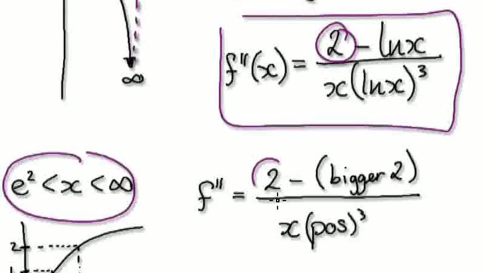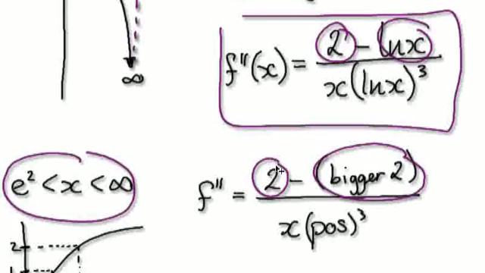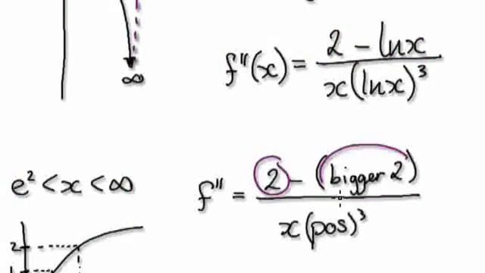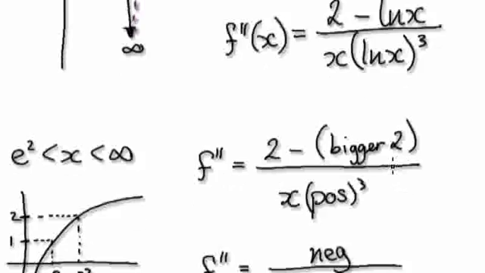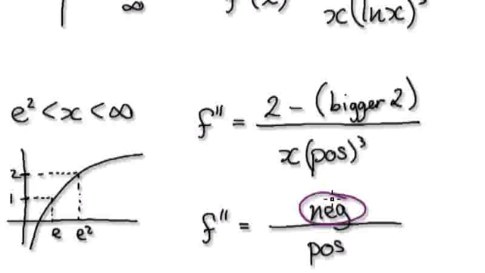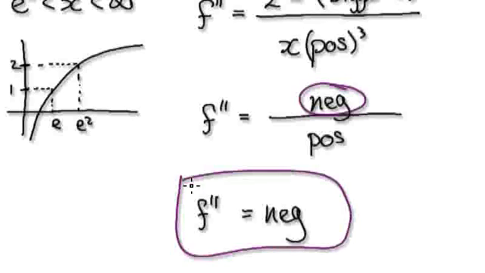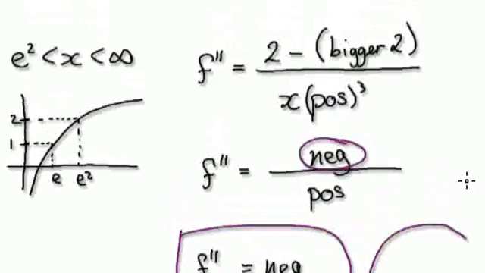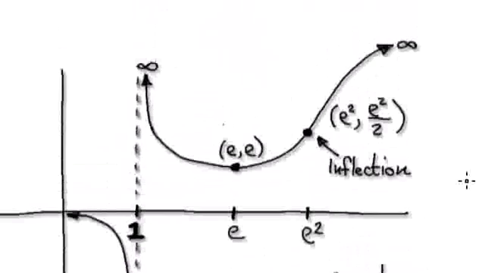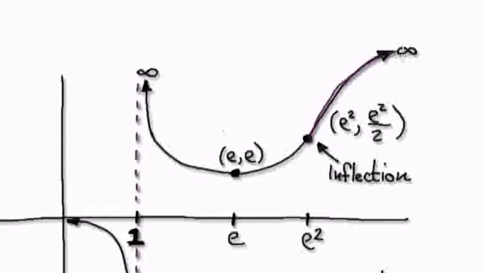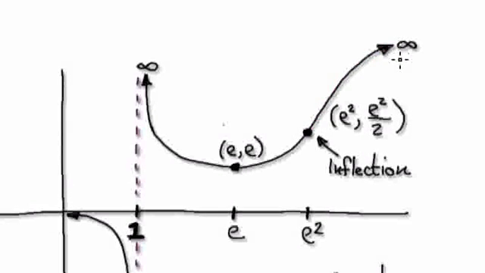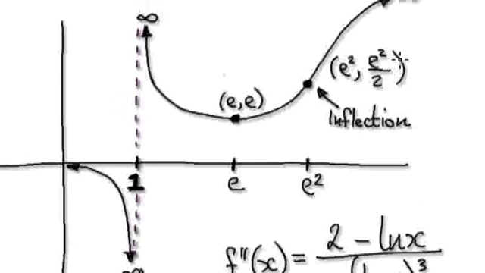So you've got 2 take away this number here. Don't forget, this number here will be bigger than 2. So now you've got 2 take away a number that's bigger than 2. That will give you a negative number. And then the same argument follows. F double prime will be negative, meaning it will concave down. Looking back at our original graph, it does indeed concave down. So we can use f double prime to double check our work.